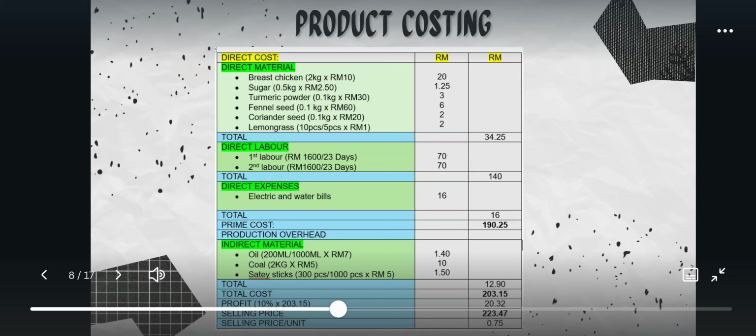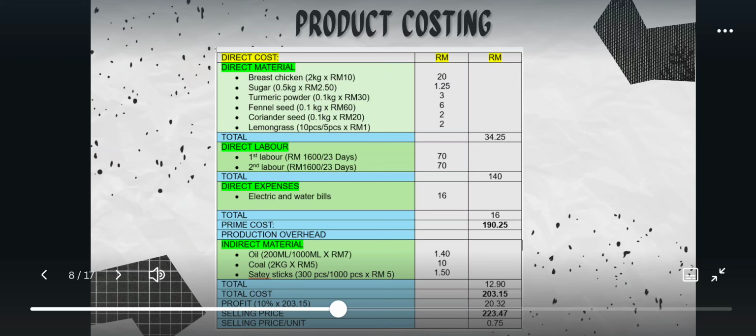And for production overhead, indirect material, oil 200 milliliter divided by 1000 milliliter times 7 ringgit. The answer will be 1 ringgit 40 cents. And for coal, 2 kilograms times 5 ringgit will be 10 ringgit. And satay stick 300 pieces divided by 1000 pieces times 5 ringgit. The answer will be 1 ringgit 50 cents.